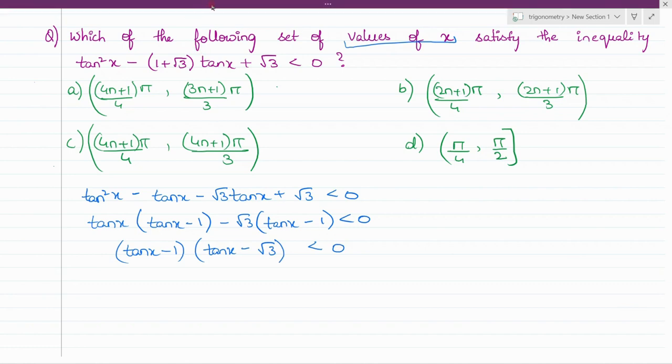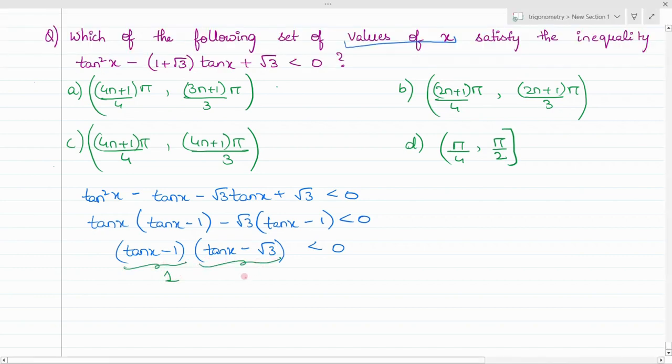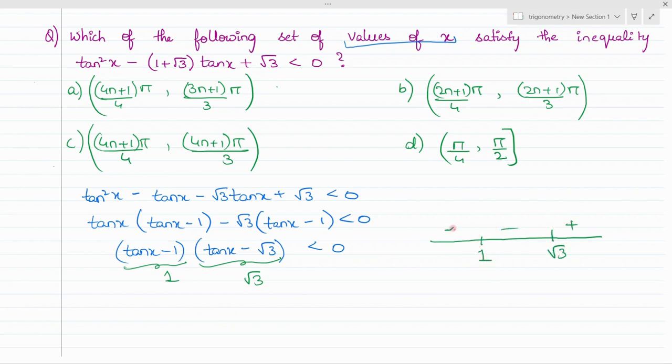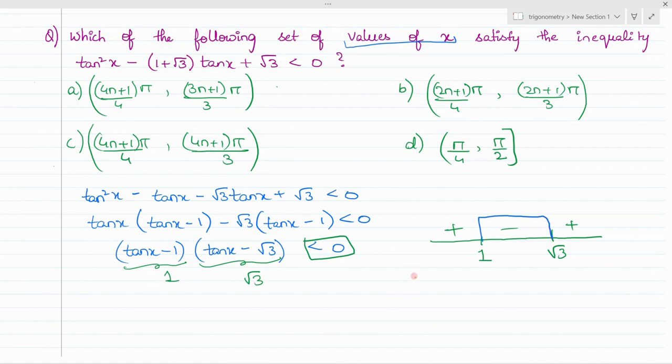Again, use the wavy curve method. The critical points will be 1 from here and root 3 from here. So if you take a number line, 1 will be here and root 3 will be here, alternate plus, minus, plus. But here we are talking about less than 0. So we will consider the negative values portion, that is 1 to root 3. So now we need to solve 1 less than tan x less than root 3.